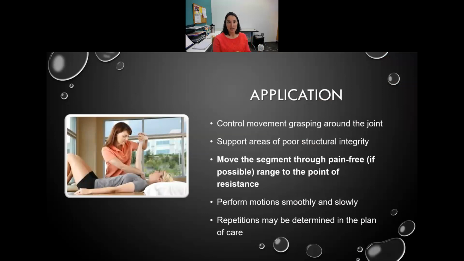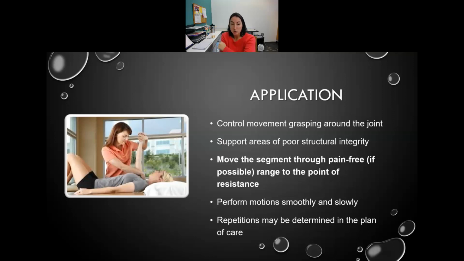Control the movement, grasping around the joint. Typically we will stabilize just proximal to the joint we're mobilizing, and then we'll have a hand pretty close to the joint surface in order to mobilize. Support the areas of poor structural integrity. If there's some place that's really hypermobile or really flexible or weak, make sure you're supporting that.